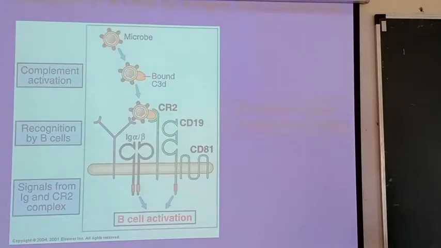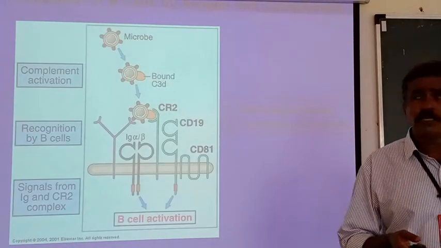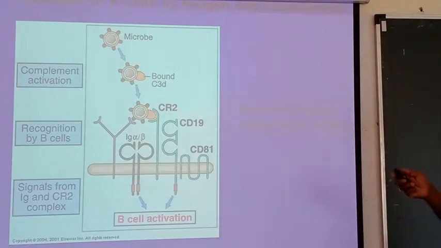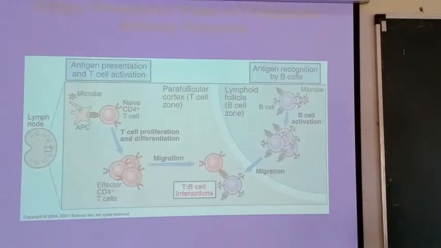Now how the activation of B cells takes place, this is very important. When microbes are there, the microbe binds to the CD3D, that is a complement activation is carried out, and once it is recognized by the B cell, the signal will get to the Ig and CR2 complex, and once the signal gets to the CR2 complex, there is B cell activation, which starts the production of the antibodies.